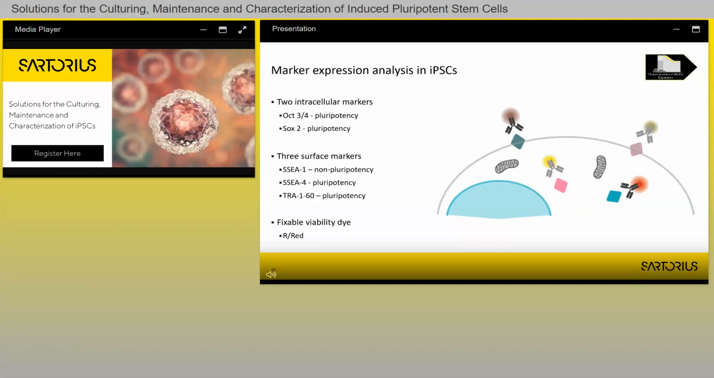We combined this with a fixable viability dye, so we could measure our live cells, and perform this work in 96-well plates with iPSCs stained with all the markers and the viability dye in the same well in a multiplexed experiment.